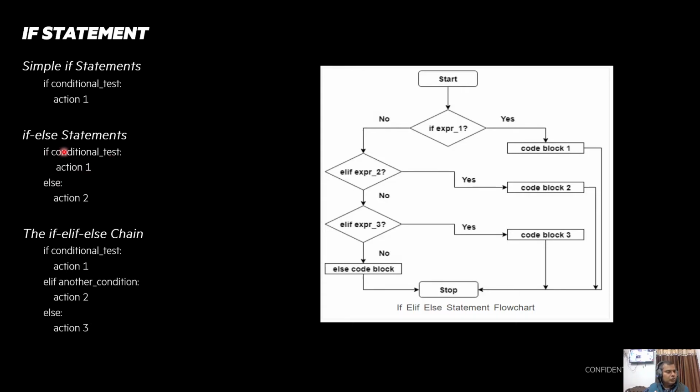If it is false, it will directly go to action 2. Remember, in this if else, we don't have any condition. We check the condition. If it is true, action 1 will happen. If it is not true, action 2.